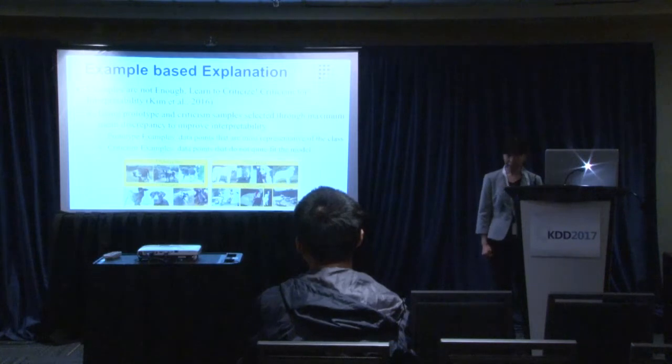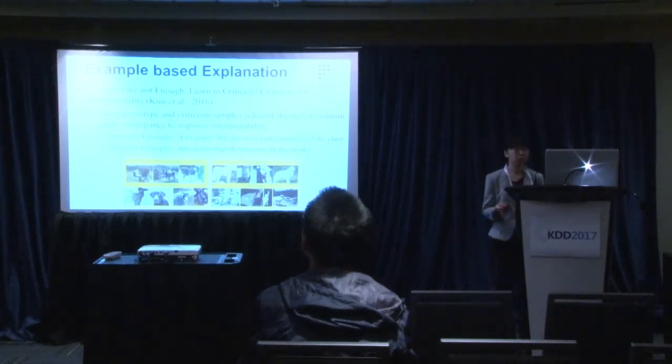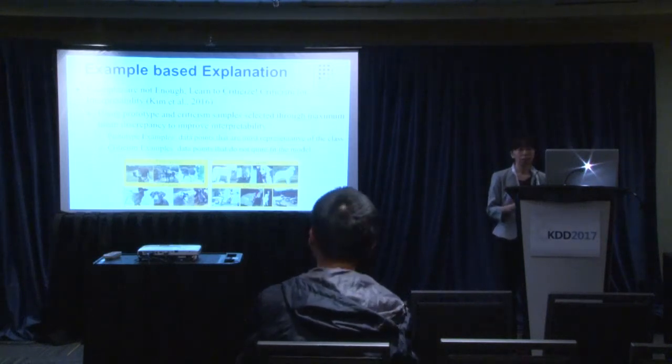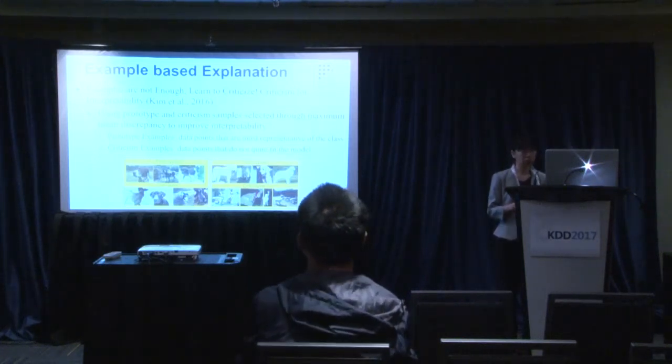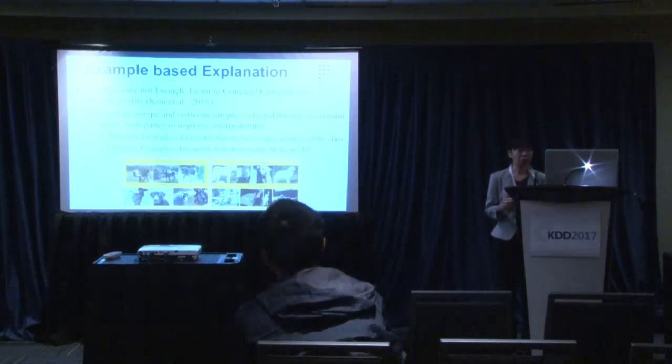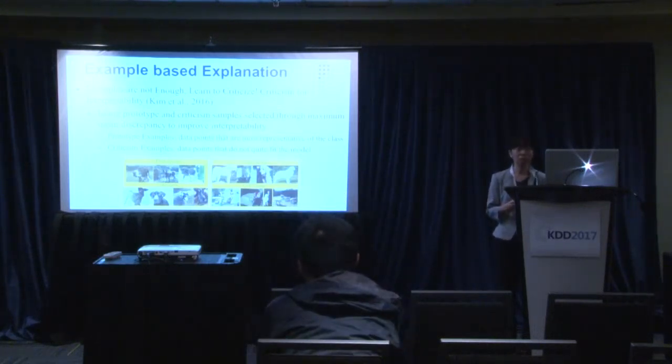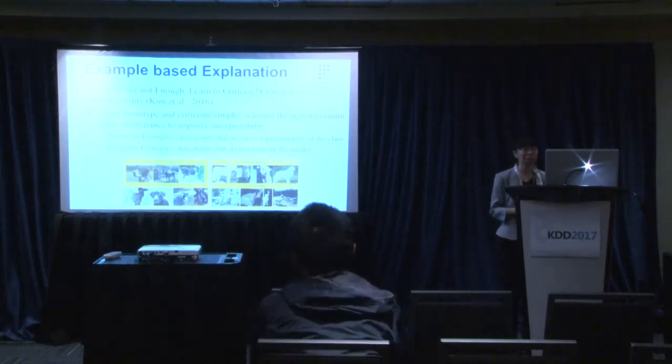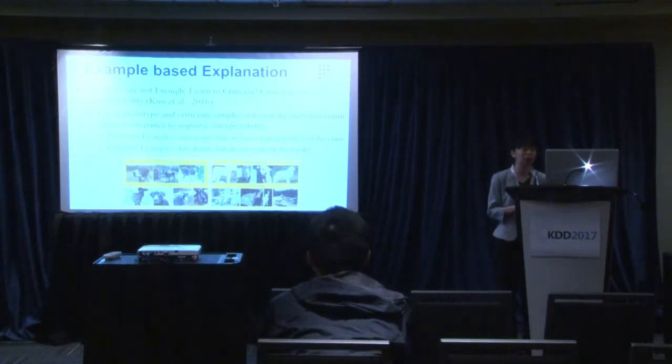Different from this technique, Kim proposed a method to explain the outcomes through two types of examples. Prototype examples, which are data points that are most representative of the class, and criticism examples, which are data points that cannot be well explained by the model.